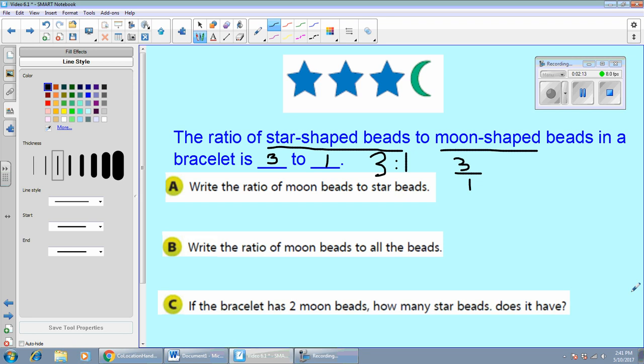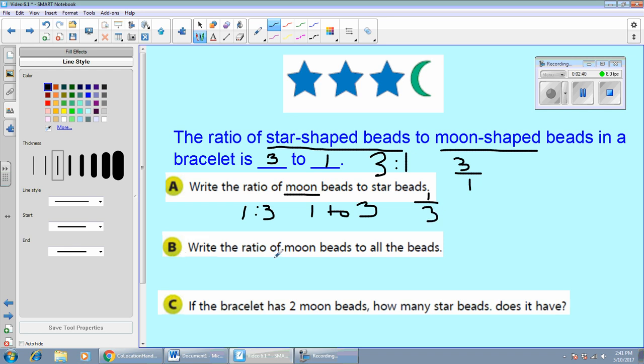So let's look at A. Write the ratio of moon beads to star beads. And since they said moon first, we're going to write the number that associates with moon first. So we know that's 1. And the star beads we know is 3. So I can write that ratio as 1 to 3. I could write it as 1 colon 3. And I can write it as a fraction of 1 over 3.